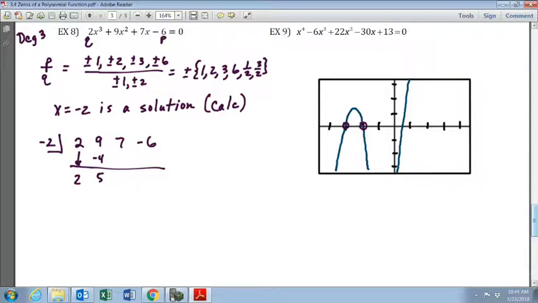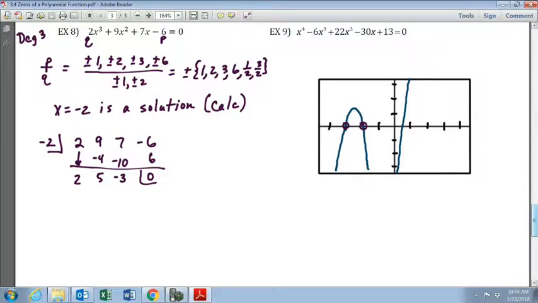Multiply the 5 times -2, you get -10. When you add, you get -3. And when you multiply, you get 6. And finally, when you add, you get 0. And we were expecting a remainder of 0 since we know that this is a 0, or a solution to this equation.